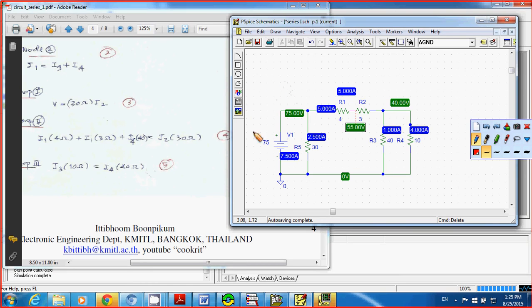Okay, so this is just to point it out for you. I don't want you to waste your time, right? Because you're not only working on a simple circuit just like this, but later on you have to work on more complicated circuits.